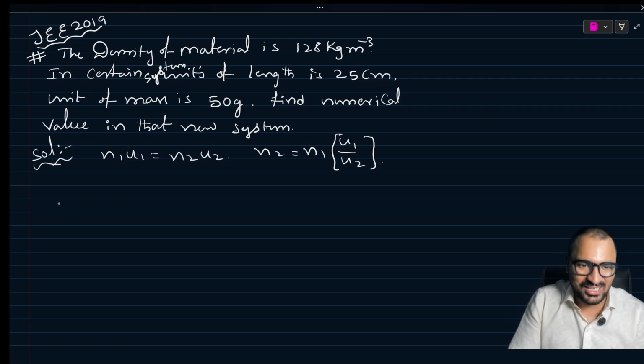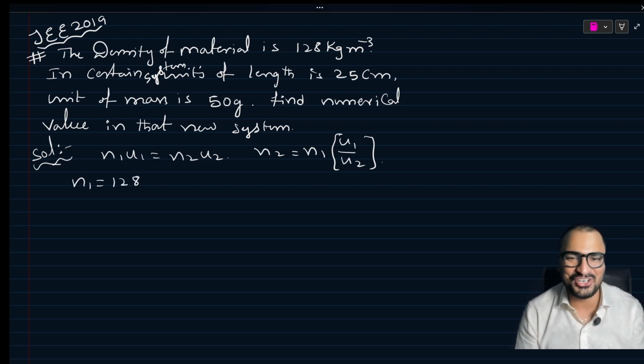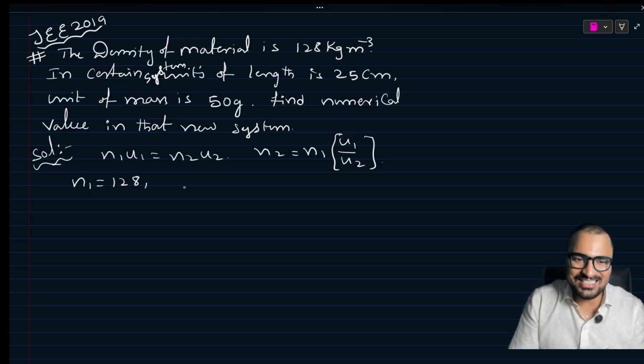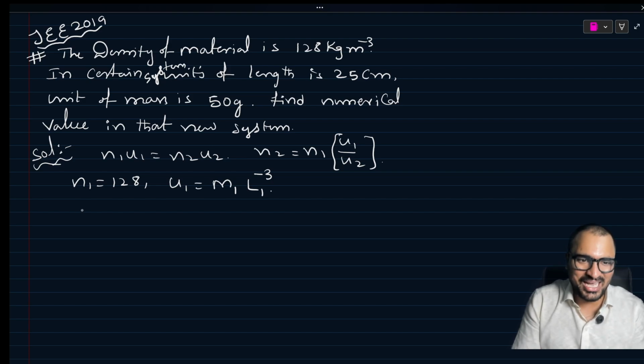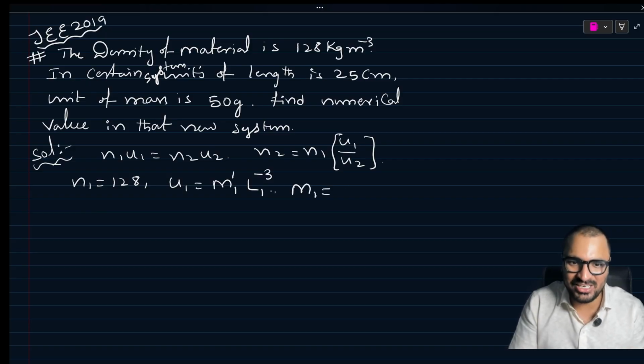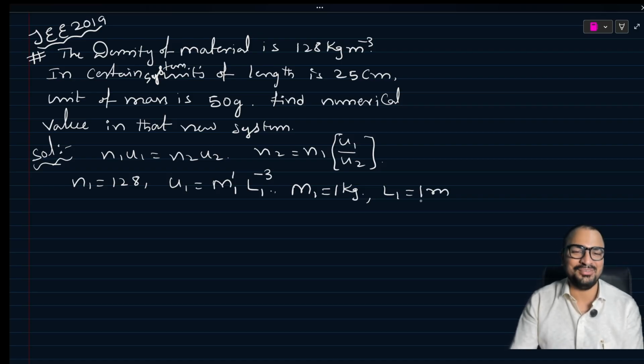So see what is N1? N1 is equal to 128, no doubt at all, right? What is U1? U1 is given in kg per meter cube, meaning mass and length are given. So I can take M1 L1 power minus 3, because it is L cube. N2 we have to calculate. In this, M1 is equal to 1 kg and L1 is equal to 1 meter cube, meaning you can write 1 meter, no problem, right?